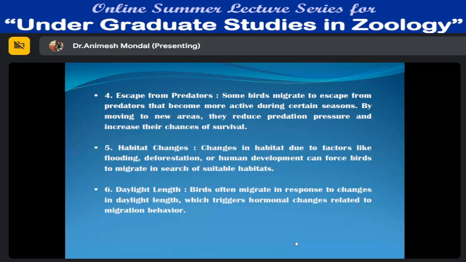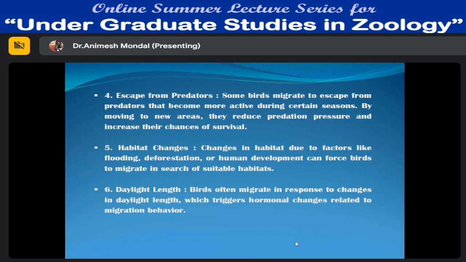Day length is also a key factor. It is generally known as zeitgeber. Zeitgeber means not only the day length, it is the certain environmental cues that trigger the bird or prepare the bird to move from one place to another.